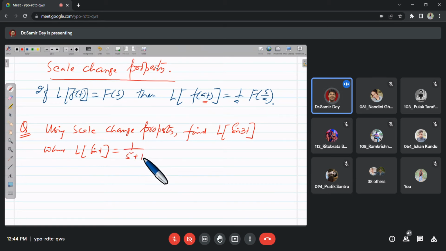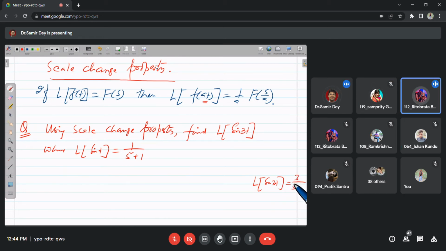Now try to understand this. Very simple. Anyone can tell me what is the value of L of sine 3t? 3 by s square plus 9. Yes, 3 by s square plus 9. Correct. Already you know that, but you have to find this result using the given information.